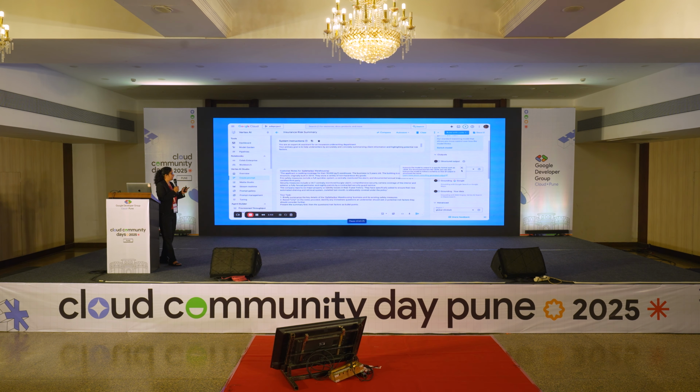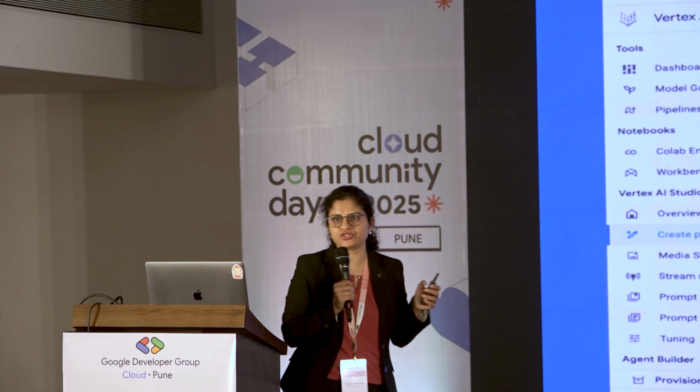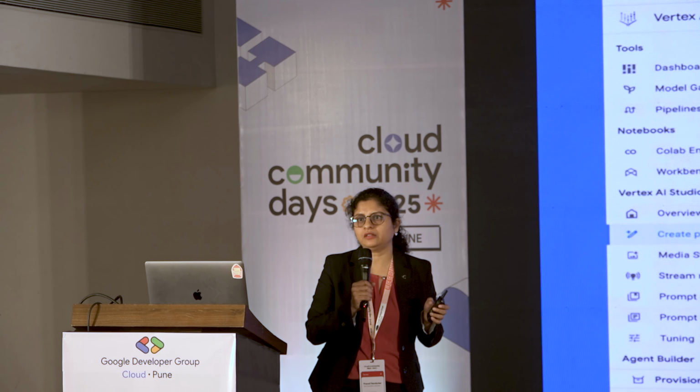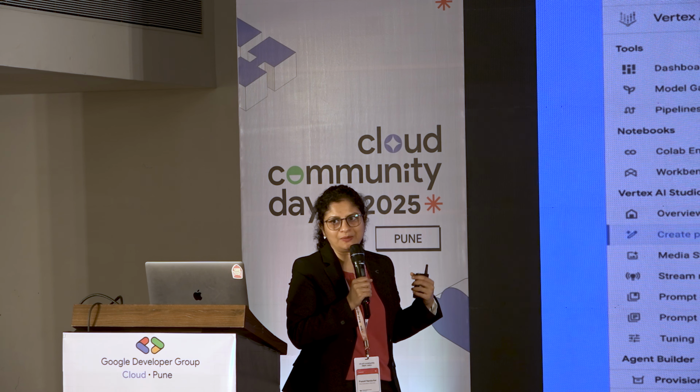Okay, and we can give our output. Everyone knows about temperature and top P. How many of you are not aware of that? Everyone knows, right? Whenever the temperature is high, we get creative output, and whenever the temperature is low, we get the exact output. And then we can do the grounding, and we can change the temperature. So if we want the exact output, we can just change the temperature.